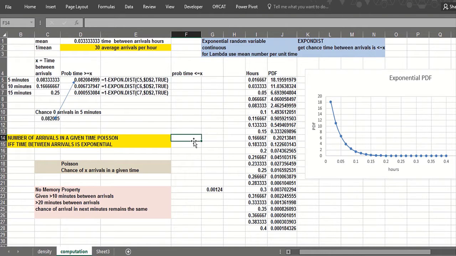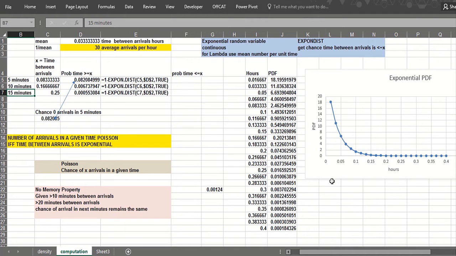Okay? And so let's take the following example again. It's on the average 0.0333 hours between arrivals. So the number of arrivals per hour on average will be 30. What's the chance it'll be less than or equal to 5 minutes between arrivals, or more than 5 minutes between arrivals, which is 1 minus that? Less than or equal to 10 minutes between arrivals, less than or equal to 15 minutes between arrivals, etc.